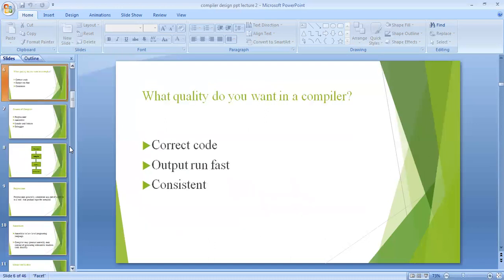Now I will discuss what qualities we want from a compiler. These are the three qualities we want: first is correct code, second is that the output runs fast, and third is that it is consistent. It means whenever we compile our program, we want to get correct code after compilation, we want it to compile very fast, and it should be consistent. So these are the qualities of a compiler.